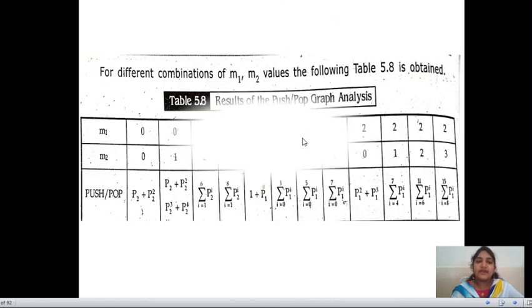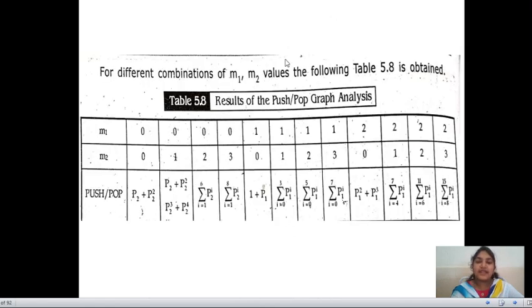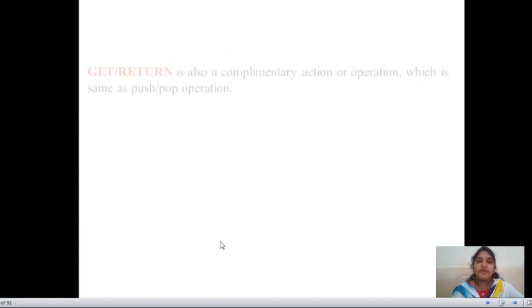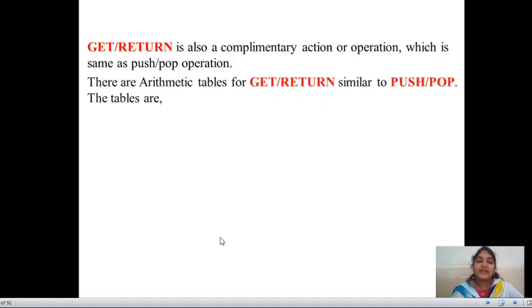Next we'll go for this table. For example, for different combinations I already told, M1 comma M2 is nothing but 0 comma 1, 1 comma 0, 0 comma 2, or 0 comma 3, 1 comma 2, 1 comma 3. All this will give us this. This is the push or pop graph analysis result. So this is about push and pop. Next we'll go for get and return.